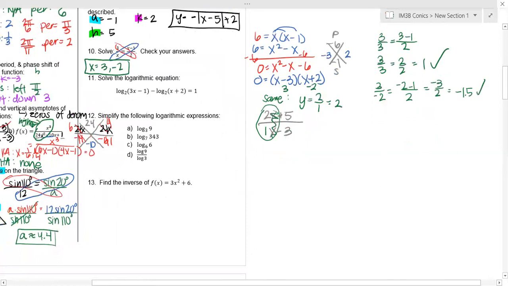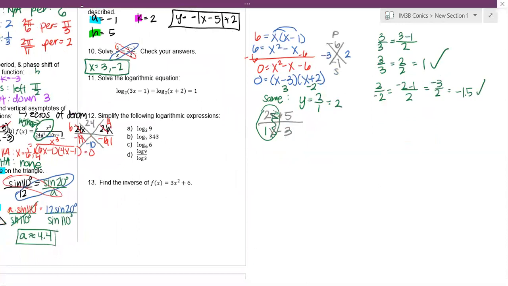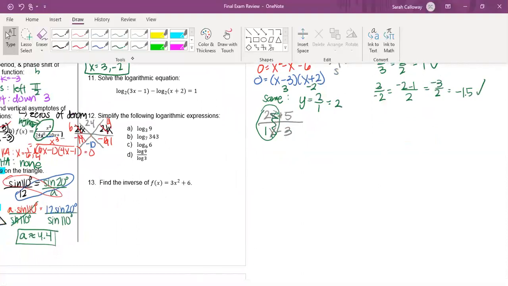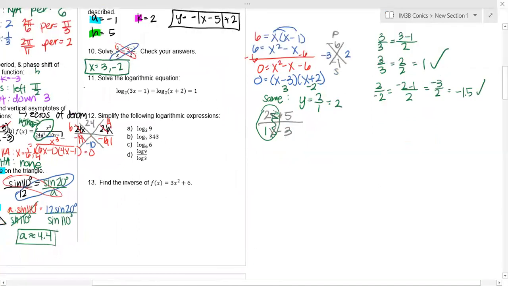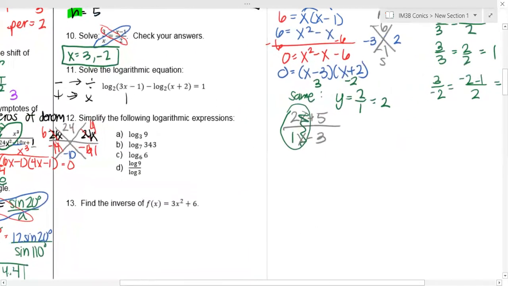So for 11, we're solving a log equation. We have to use a couple different things. So remember that with properties of logs, when I have multiple logs, if I'm subtracting them, that turns into division. If I'm adding them, that turns into multiplication. So since these are being subtracted, I can think of it as a single log, base 2 still, of 3x minus 1 over x plus 2.